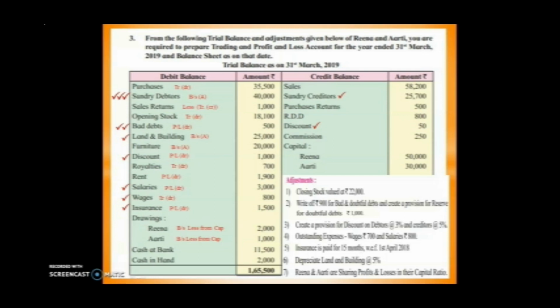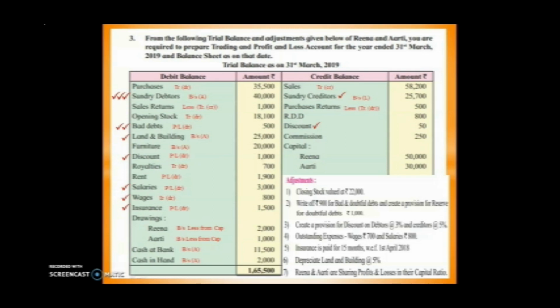Cash at bank, balance sheet assets side, outer column. Cash in hand, asset side of balance sheet. Now we look at the credit balances of a trial balance. Sales will be recorded on the credit side of trading account. Sundry creditors will be recorded on the liability side of your balance sheet. Leave one line as there is one adjustment. Purchase return will be recorded on the debit side of your trading account as less from purchases.